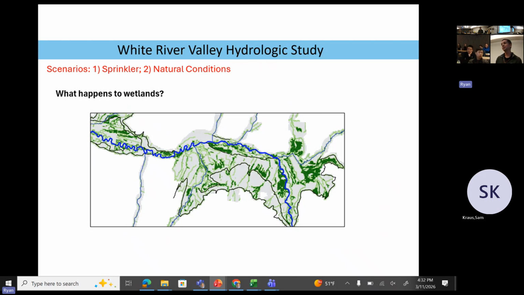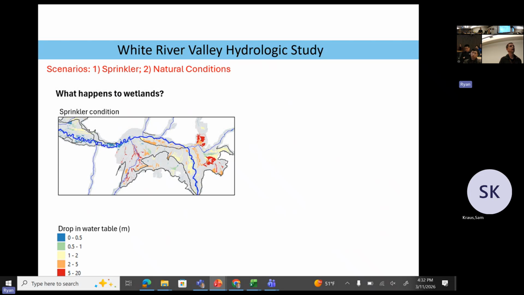But just because they're artificial doesn't mean they're not beneficial, right? So we want to figure out what would happen to those wetlands under the sprinkler scenario and the natural conditions scenario. And this is a drop in water table in meters under the sprinkler condition. Red is more than 5 meter drop in water table. Orange is 2 to 5 meters. Yellow is 1 to 2 meters.